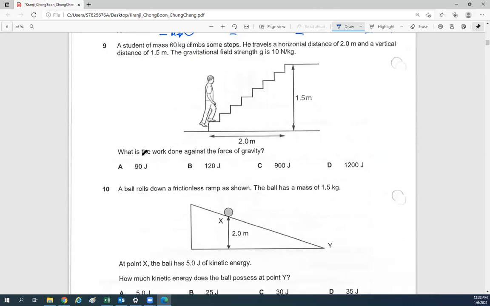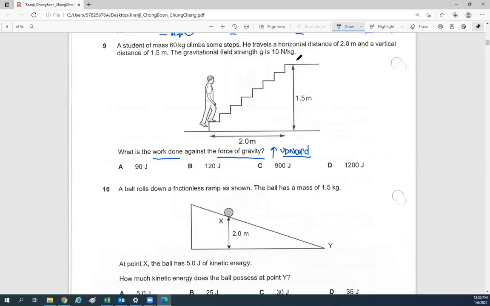Okay. What is the work done against the force of gravity? When you see this, against the force of gravity, it means we are talking about the upward motion, because gravity is always downwards. So now we are talking about the upward motion. So if some of you are confused, like, I know what work done is, but I don't understand what against the force of gravity means. What this means is that we are talking about the upward motion.